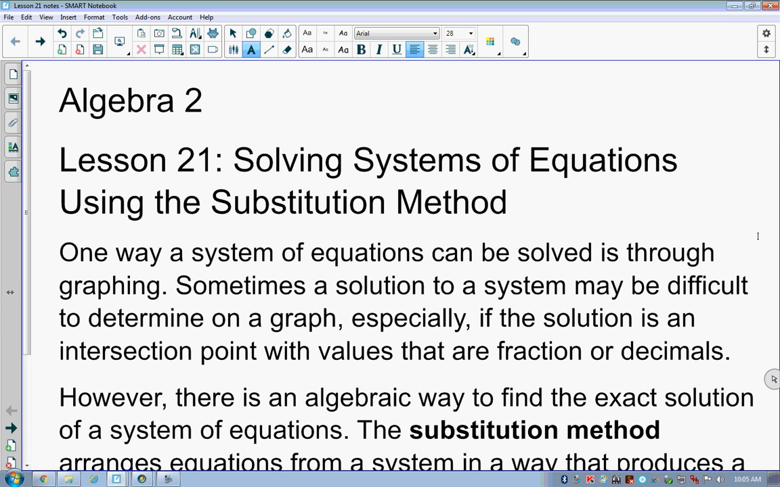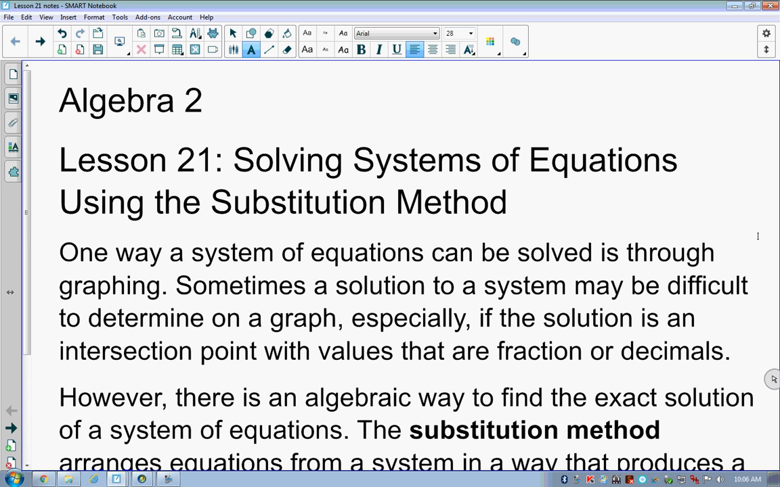Okay. So one way a system of equations can be solved is through graphing. We've done that. Sometimes the solution to a system may be difficult to determine on a graph, especially if the solution is an intersection point where the values are fractions or decimals. Two lines don't always intersect at these nice neat coordinate points like (4, 3), or (1, 2), or (0, 0), right? Sometimes two lines could cross at a radical, at a very finite decimal, or an irrational number somewhere, okay?